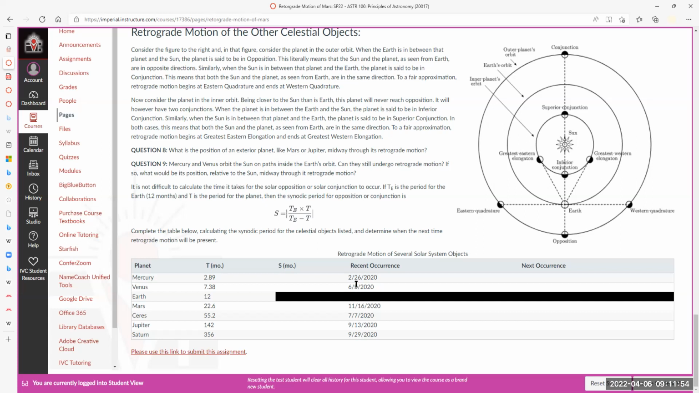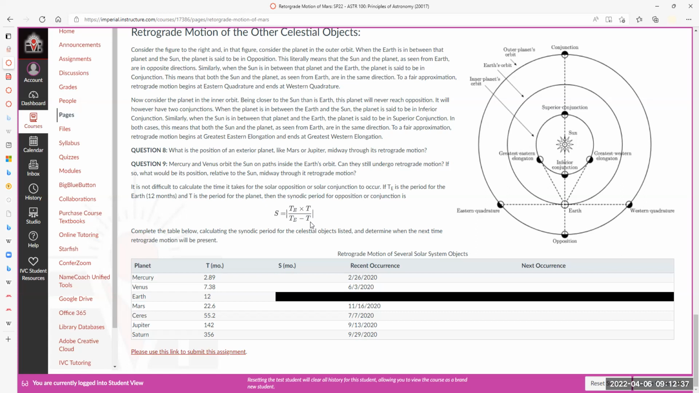You were told that on February 26, 2020, Mercury went through a retrograde motion, and also Venus on June 3rd, 2020, and so on and so forth. All of these dates are from 2020, the dates when we recorded the occurrences of the retrograde motion. You need to compute this value of S and put it in this column. For each planet, you're going to change T, where T is this number. For Mercury, it's 2.89. So in this case, I do 12 times 2.89 divided by 12 minus 2.89.